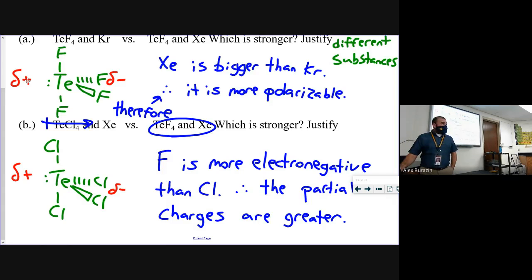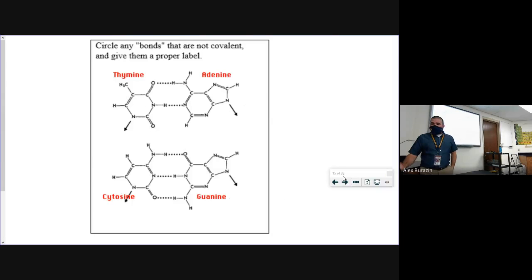That's Coulomb's law. So, all right, where does that leave us today? Where the heck are we going? Take a look at this. Circle any bonds, and I have that in quotations, that are not covalent, and give them a proper label. Take a quick peek at this little model. Circle things that are not covalent bonds, and identify what they are. What the heck are they?